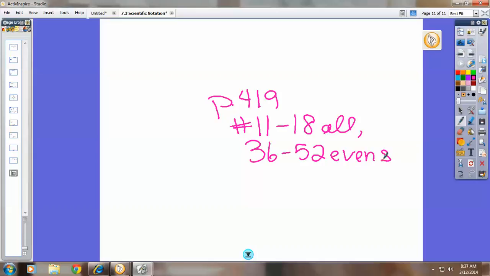So 11 through 18 all, and 36 to 52 evens. If you would like to partner up and work for the remainder of the hour, I'll let you do that today, as long as you are on task and working.